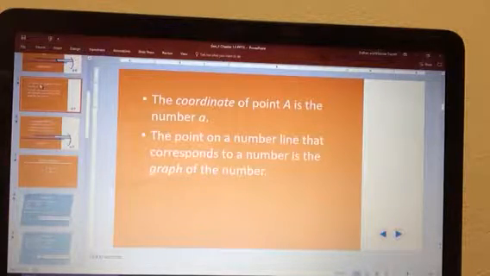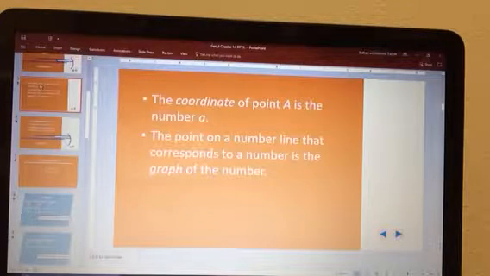What they're saying here is that the number on that number line and the measurement you get when you measure something that comes to that point on the number line, those are the same things. A is A, 2 is 2, 5 is 5. The point on the number line that corresponds to a number is simply what we call the graph, the graphical representation of that number.